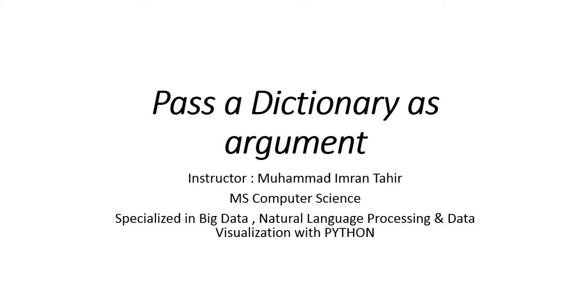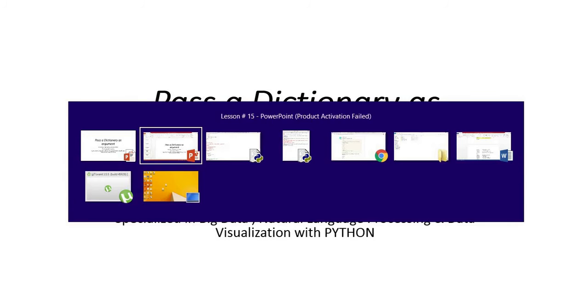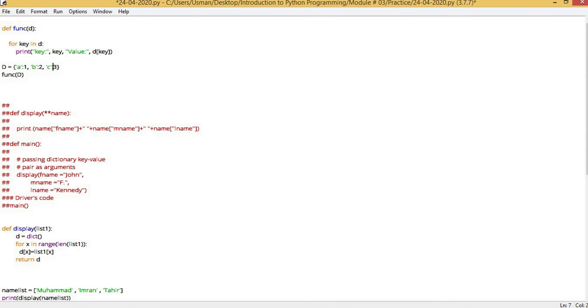In today's lesson, we'll see how a dictionary is passed as an argument. We'll talk about that. Before this, we have passed a list as an argument. We have passed keyword arguments, multiple keywords, and arbitrary arguments as default arguments. This is the last topic relevant to functions: how we pass a dictionary as an argument.